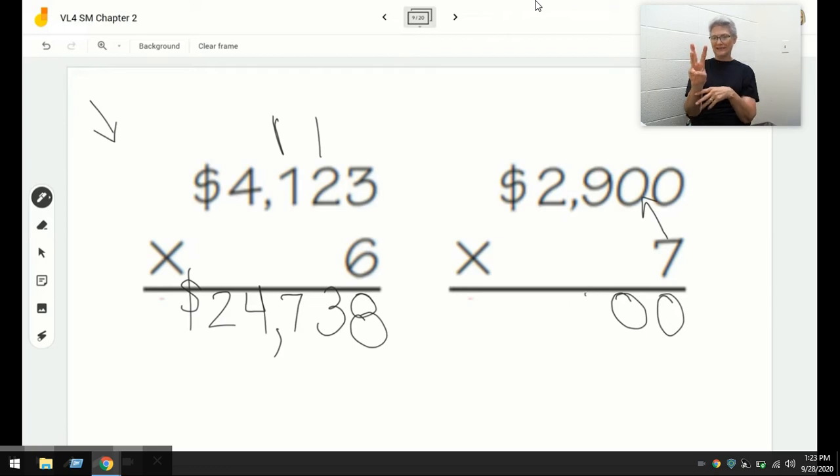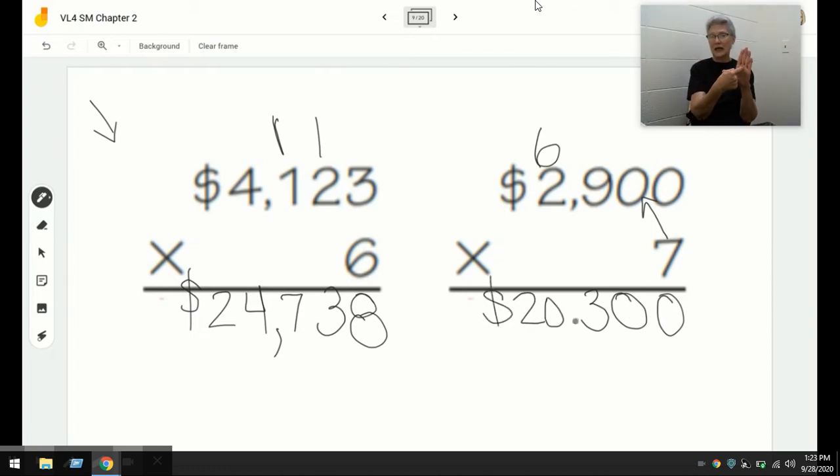So we're gonna go ahead and put our 300s, and we need to regroup and put our 6,000s in the thousands column. And then last but not least, we need to do 7 times 2, or 2 times 7, and that's 14. 14 plus 6, well, that equals 20. Again, I'm noticing we've got that dollar sign, so I need to write that down. 1, 2, 3, and comma. My product is 20,300. So today we multiplied 4-digit numbers times a 1-digit number using regrouping.